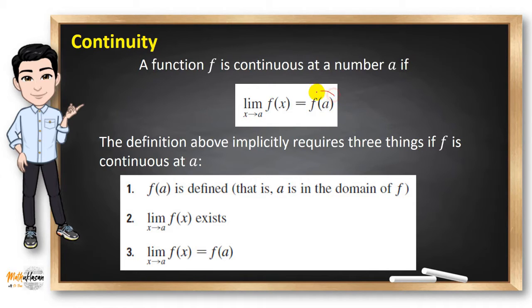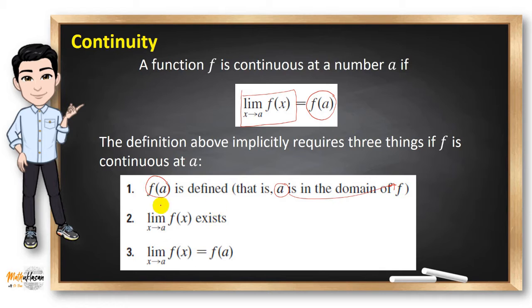Okay, so ibig sabihin, i-evaluate lang natin yung function at a, and then we will get the limit of the function as x approaches a. Pag itong dalawang notation na to ay nag-equal, then it's continuous. And further, kung gusto nating ma-check kung tama ito talaga, pwede nating i-run yung mga test natin. Kagaya ng una, i-define muna natin yung f of a natin. So f of a should be defined and a should be in the domain of f. At syempre, i-check natin yung limit of f of x as x approaches a if it exists or not.